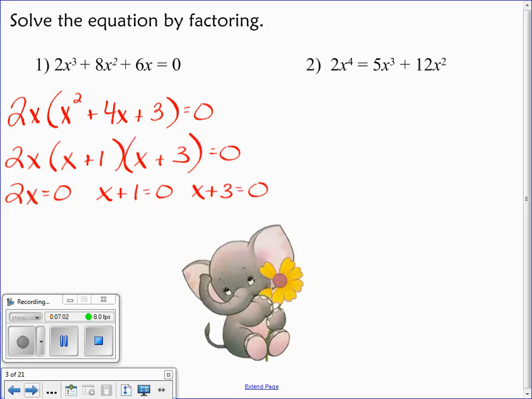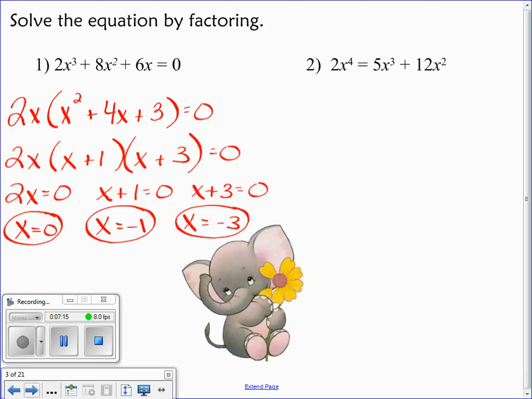All right, so what does x equal here? 0. X equals -1 and -3. I have 3 answers. Did you know that was going to have 3 before you started? Good. That's a third degree, x to the third. So we knew we should have 3 answers.